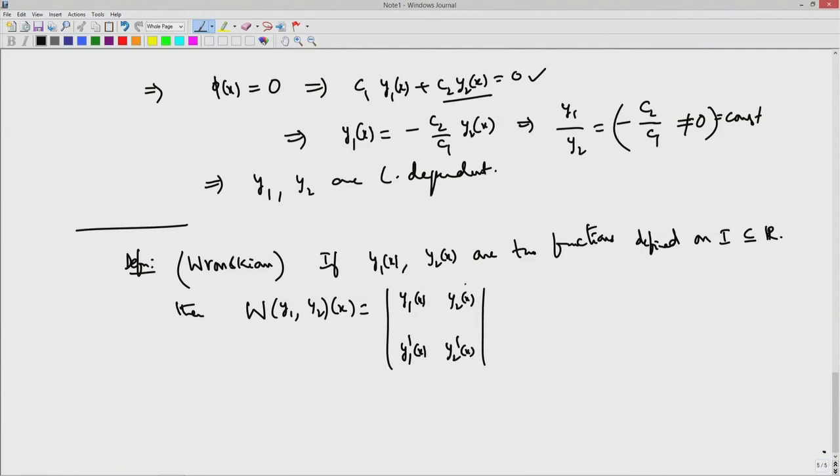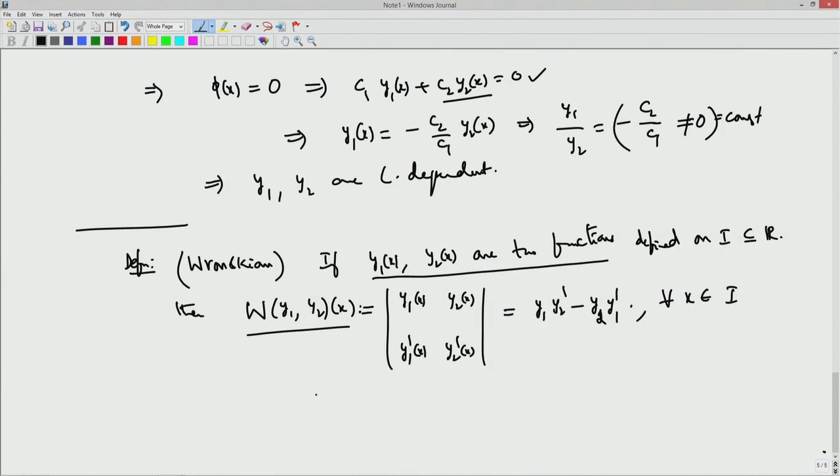This determinant is nothing but your quantity: y1 y2 dash minus y1 dash y2. This is called the Wronskian. This is the definition of the Wronskian. You can note that these are two functions, and I define this Wronskian like this for every x in I. So these are only two functions. They are not solutions of the linear homogeneous equation.